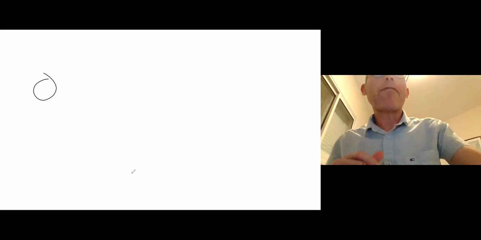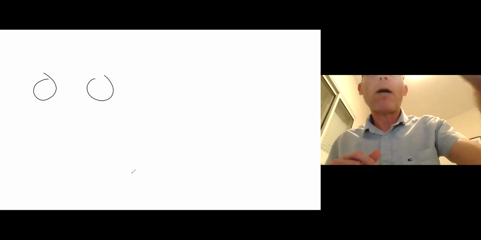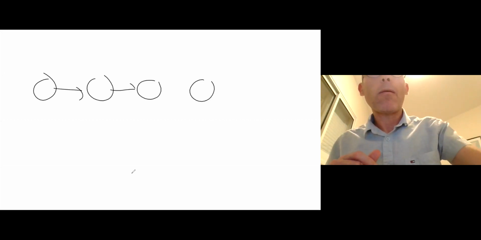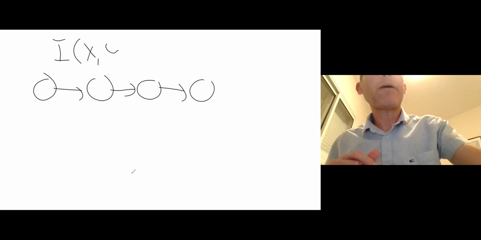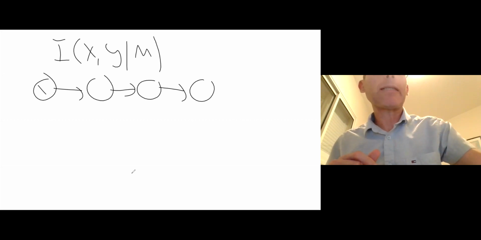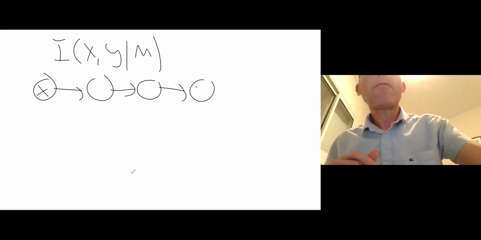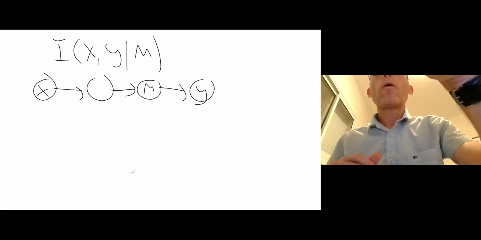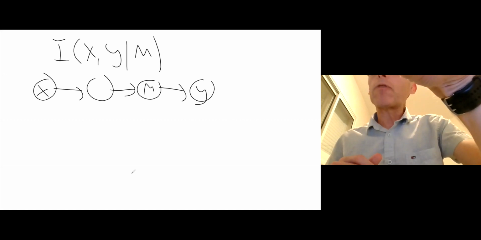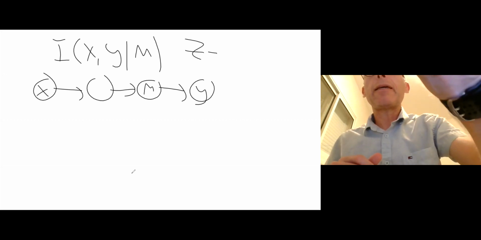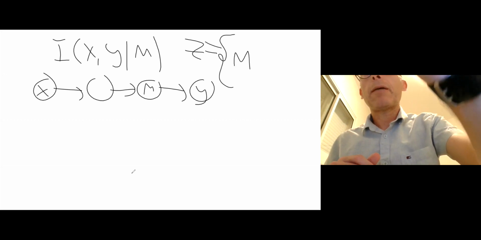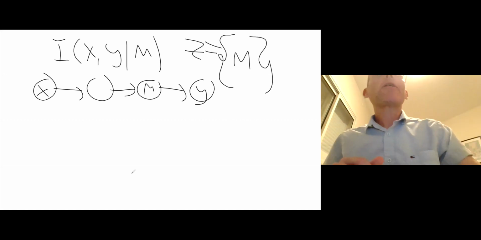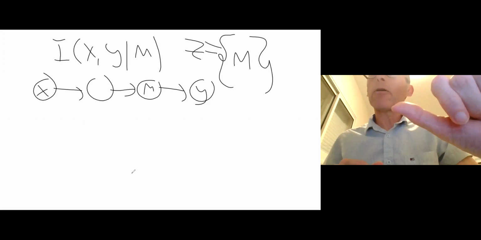So again, if we have a path between X and Y, let's say that we want to know whether X and Y are independent given M. So this is X, this is Y. If we know M in a directed path, then they are not connected. So if the path contains one of the members of Z, in this case Z equals M, then they are not connected.